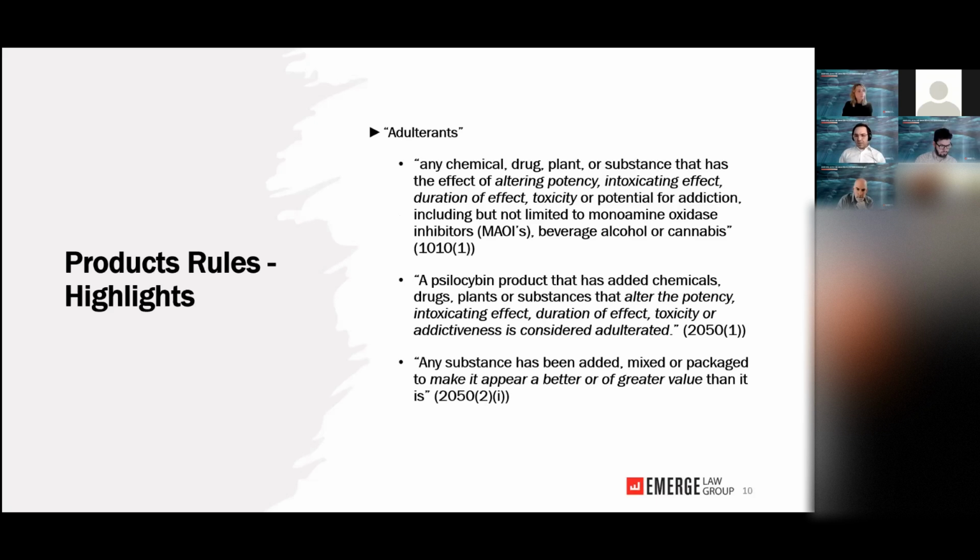There's a large section about adulterants. Understandably, the advisory committee and the rules want to prevent harmful substances from being introduced to these products. So they've got a rather broad definition of what might be considered an adulterant. I've italicized some of the language that could be interpreted rather broadly. This is any chemical, drug, plant, or substance that has the effect of altering potency, intoxicating effect, or duration of effect.